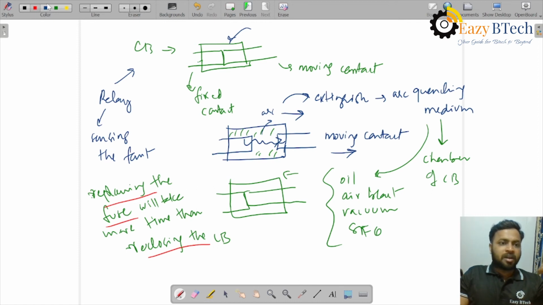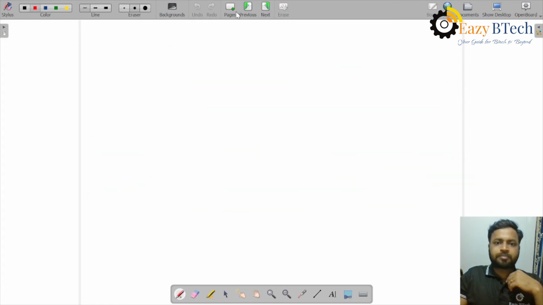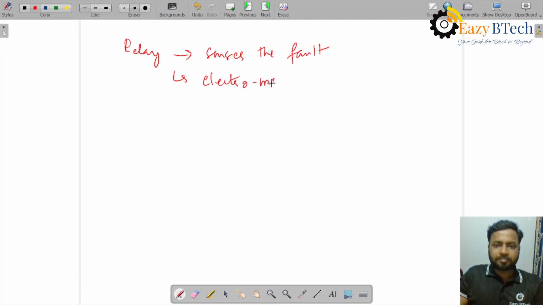Okay, coming to the relay now. Here the relay senses the fault, as I told you. So its operation depends upon some electromagnetic principles. There are various other technologies for relays also, like microprocessor based relays, static relays, numeric relays. But in our course, I will be confining to electromagnetic relays because it is an undergraduate level course.